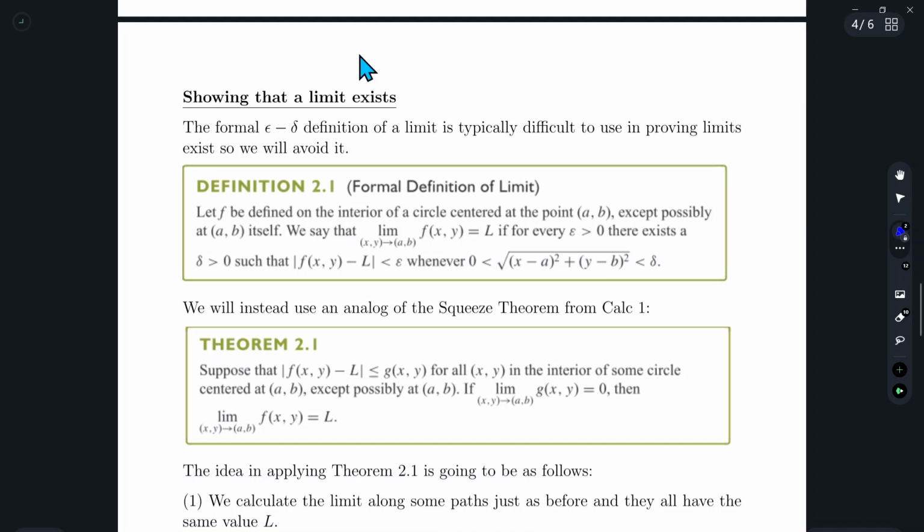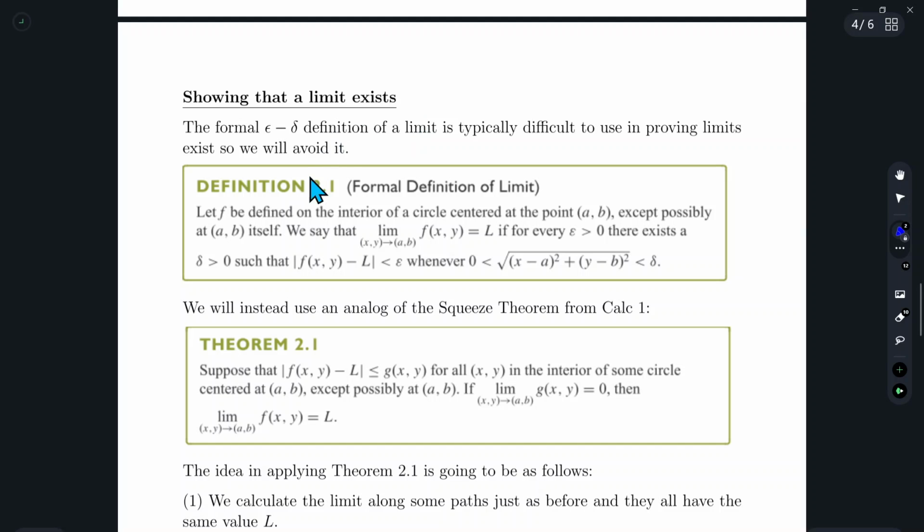Okay, so we've seen two examples of how to show when a limit doesn't exist. So now let's take a look at how to show that a limit does exist and determine the value.